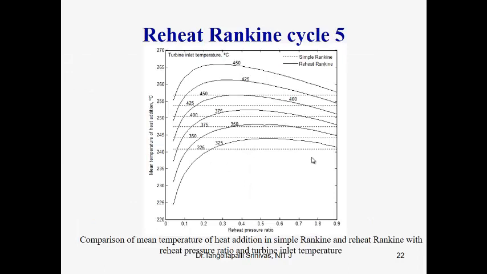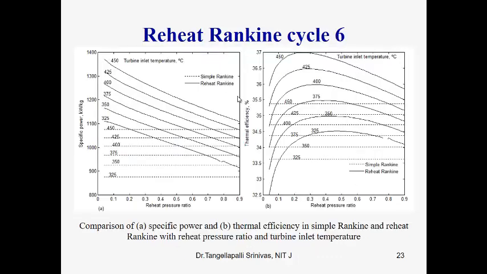This graph shows the reheat pressure and mean temperature of heat addition with change in the turbine inlet temperature. Same like turbine pressure, turbine temperature also is analyzed here. This reheat pressure ratio is extended for the analysis of specific output and thermal efficiency. A simple Rankine cycle and reheat Rankine cycle are compared here, and the turbine inlet temperature is changing from 325 degrees centigrade to 450 degrees centigrade. We can also see the optimum reheat pressure for each and every case of turbine inlet temperature.